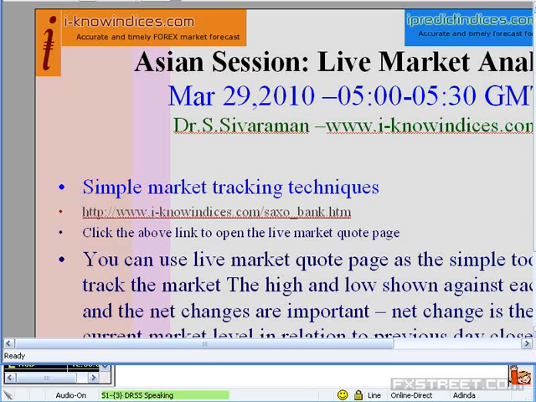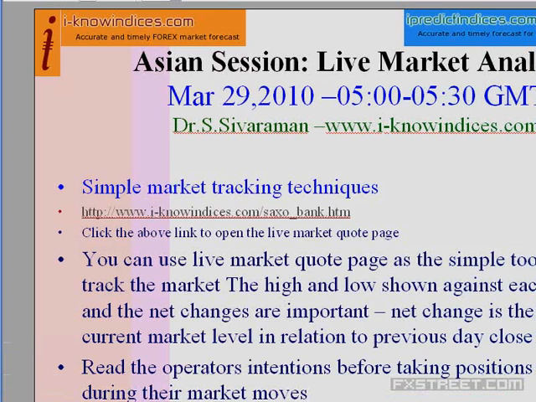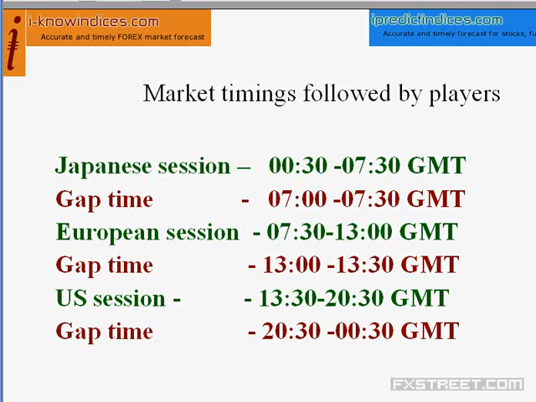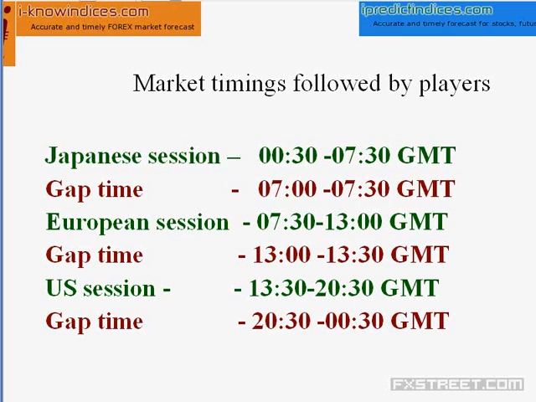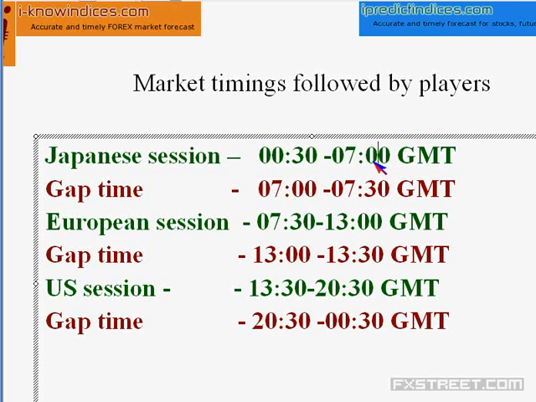Now, from yesterday onwards, the daylight saving system has been incorporated in Europe. So the market timings also changed accordingly. You have to make a note of that. The Japanese session is now reduced by 30 minutes. So 0030 to 7 GMT is the Japanese session. Then 7 to 7:30 GMT is the gap time before the start of the European session. Then the European session is from 7:30 to 13 GMT.